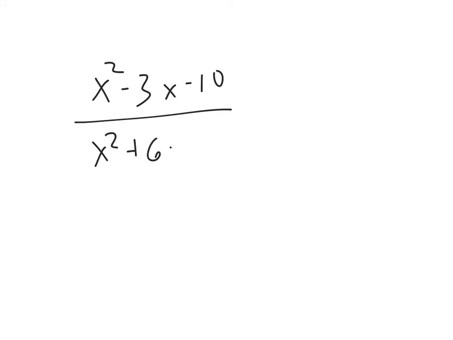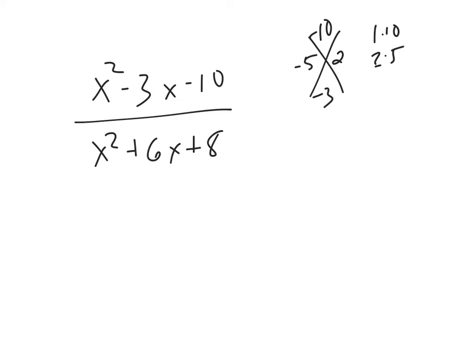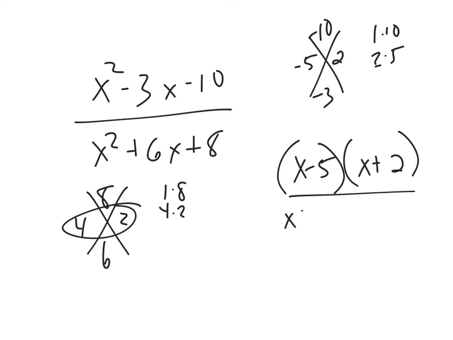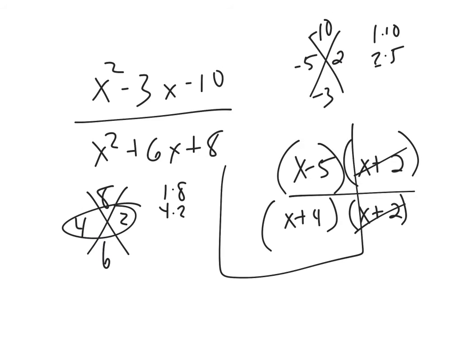Okay. Now this one here is where we need to use the x. Some of you really like using that. Some of you don't. It doesn't really matter. It's up to you. But I'll put that last term there and the middle term there, and then I think, all right, factors of 10 are 1 and 10 and 2 and 5. 2 and 5 will give me 3. So if I have a negative 5 and a positive 2, that's going to be x minus 5 and x plus 2 on the top. And then if I factor this guy, I got my 8 and my 6. All right, 4 and 2, 1 and 8 and 4 and 2. That's going to give me 6. So I got x plus 4 and x plus 2. So now these two guys cancel out, and this is my answer.